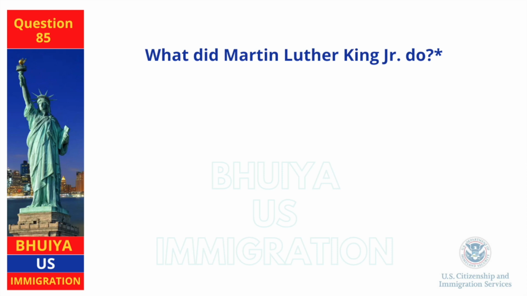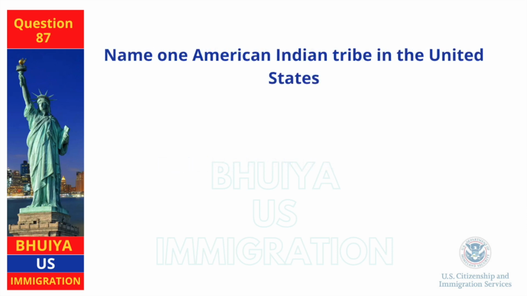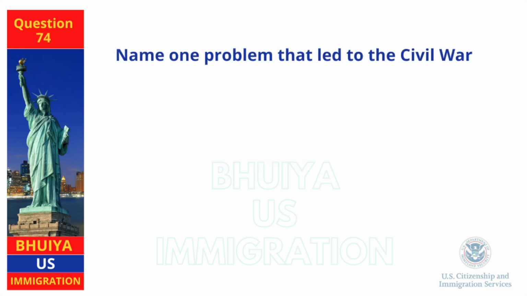What did Martin Luther King Jr. do? Fought for civil rights. Name one American Indian tribe in the United States. Cherokee. Name one problem that led to the Civil War. Slavery.